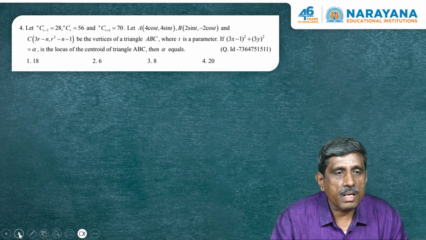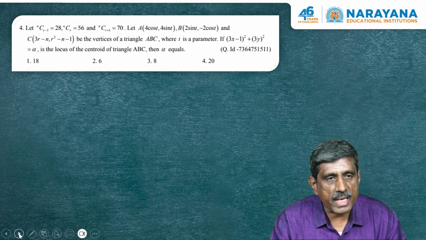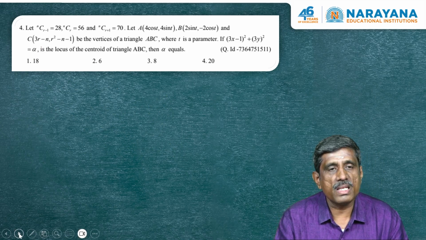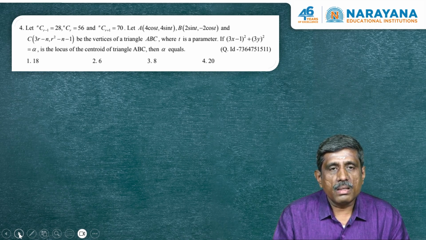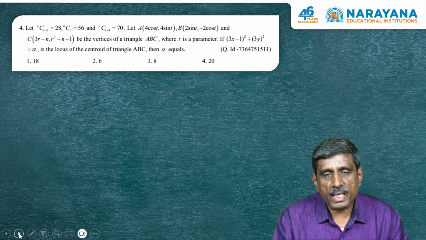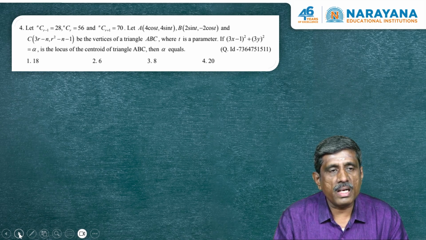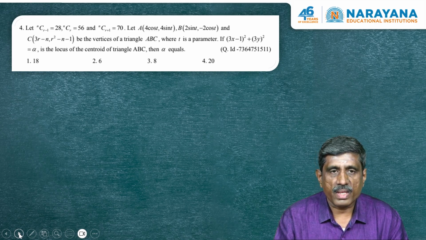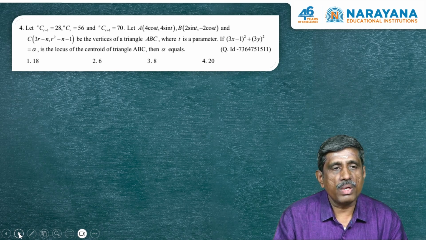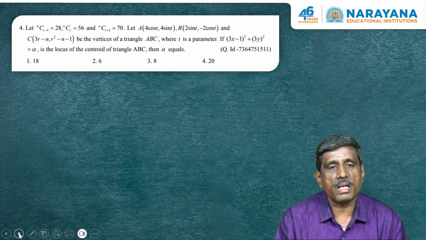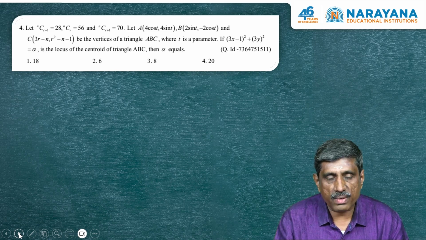Let nC(r minus 1) be 28, nCr is 56, nC(r plus 1) is 70. A of 4 cos t, 4 sin t, B of 2 sin t, minus 2 cos t, and C of 3r minus n, r square minus n minus 1 be the vertices of a triangle ABC, where t is a parameter. If (3x minus 1) the whole square plus (3y) the whole square is alpha, is the locus of the centroid of the triangle ABC, what is alpha? First of all, we have to find the values of n and r.